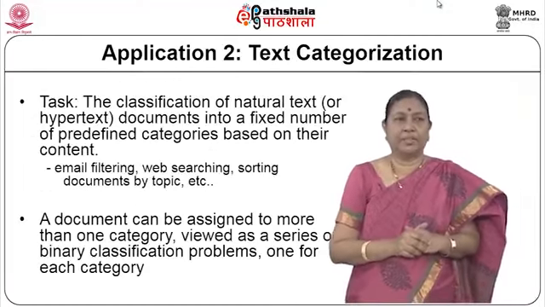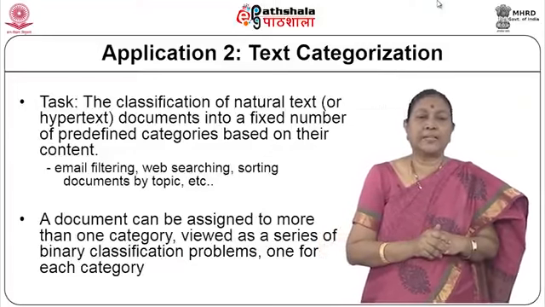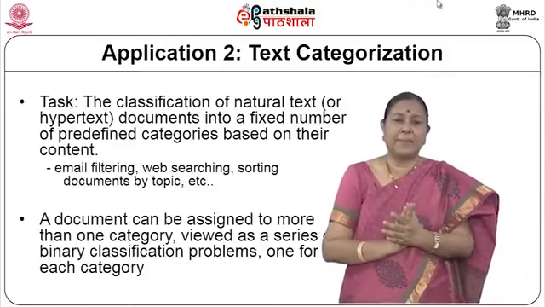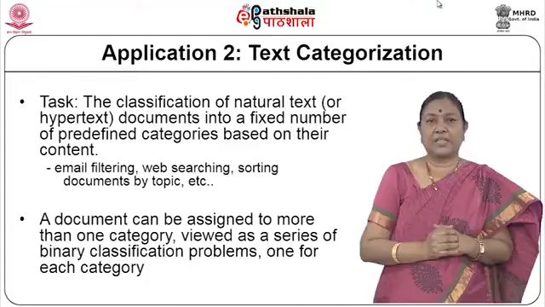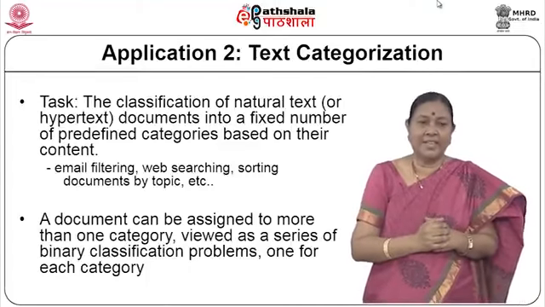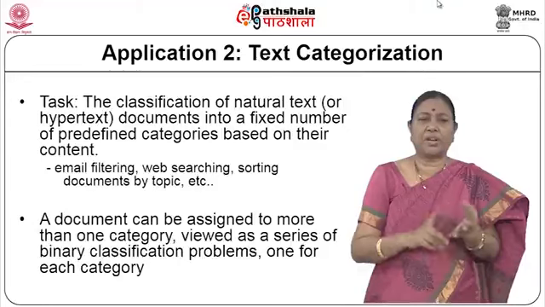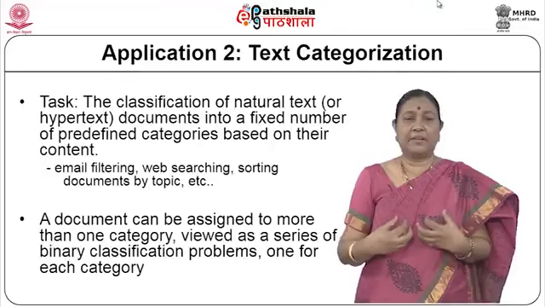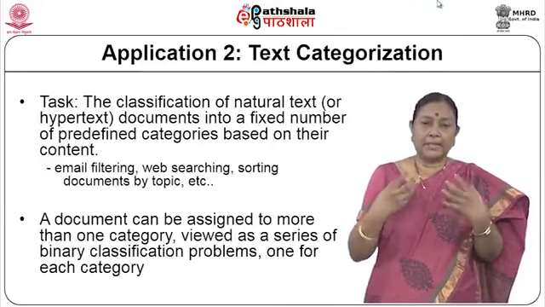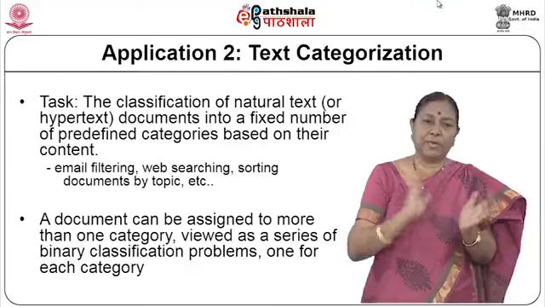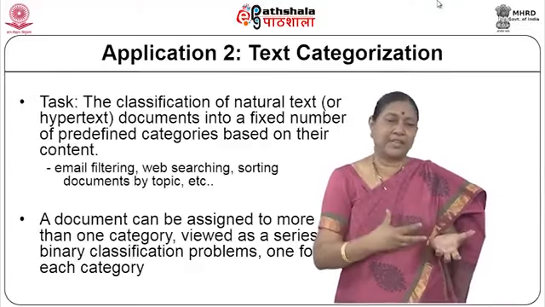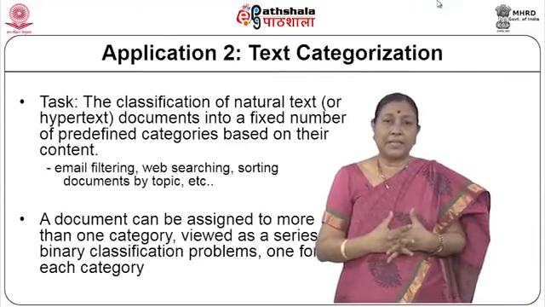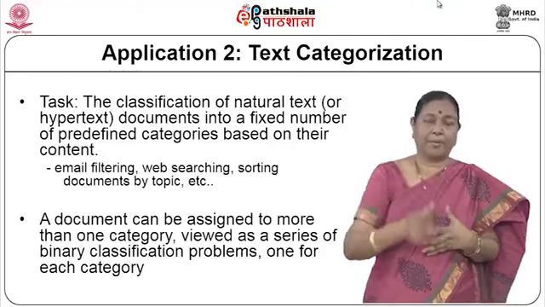Another example of SVM is the classification of natural text or hypertext documents into a fixed number of predefined categories based on their content. This is a very, very important application in today's web world. Email filtering is used for web searching, sorting documents by topic. Today you have the push and pull technology where certain newspaper articles are given to only a certain class of people. Again, you need the classification of the people as well as the classification of the newspapers. A document can be assigned to more than one category. This is a slightly different problem.